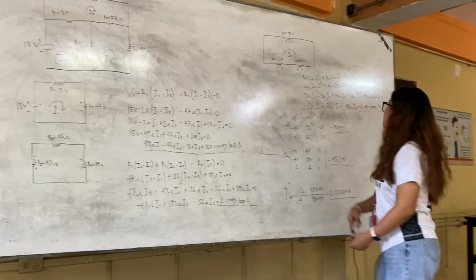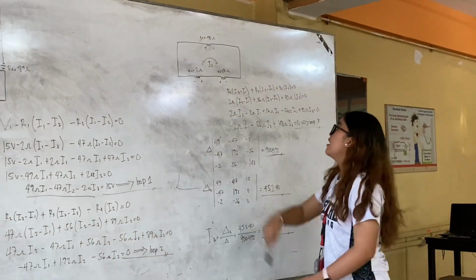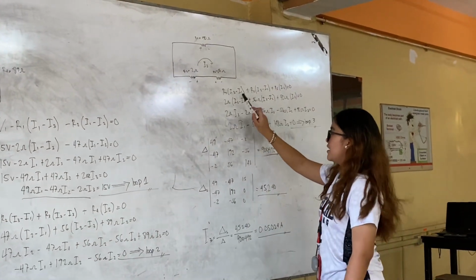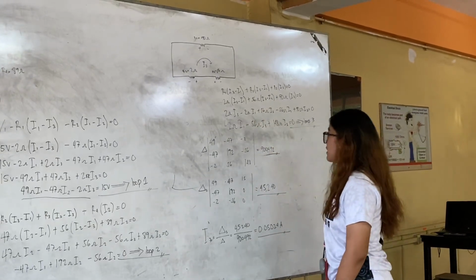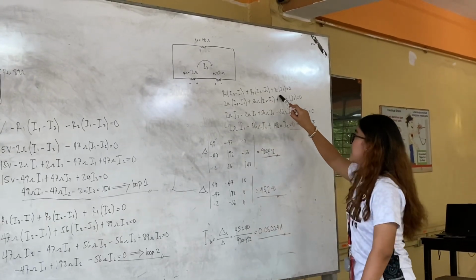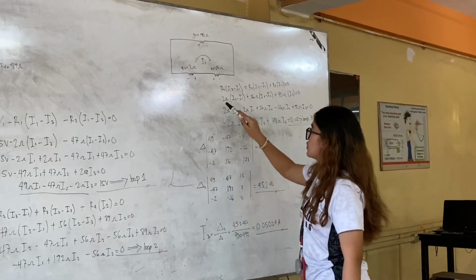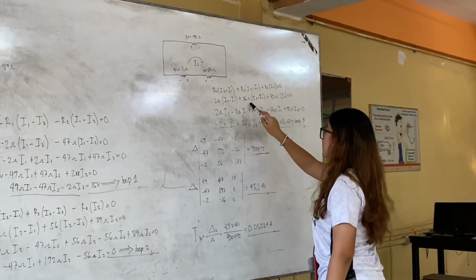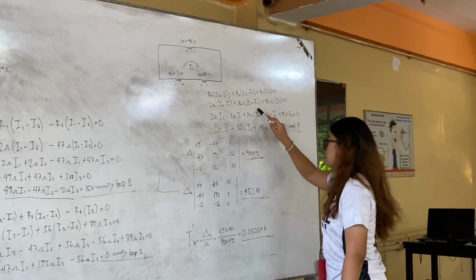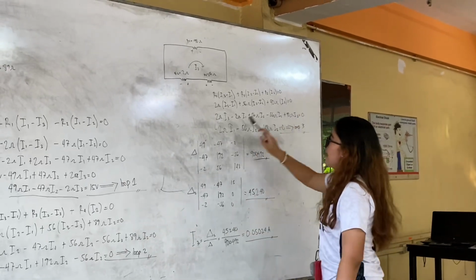And so for loop 3, we're going to use this diagram. We're going to use the formula R1 times (I3 minus I1) plus R3 times (I3 minus I2) plus R5 times I3 is equal to 0. Substitute the given, so 2 ohms times (I3 minus I1) plus 56 ohms times (I3 minus I2) plus 90 ohms times I3 is equal to 0.